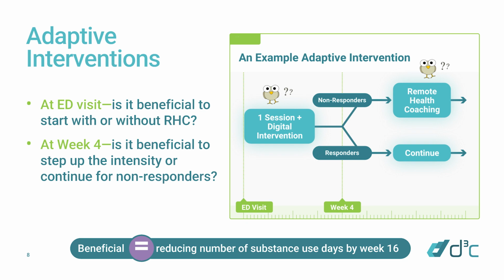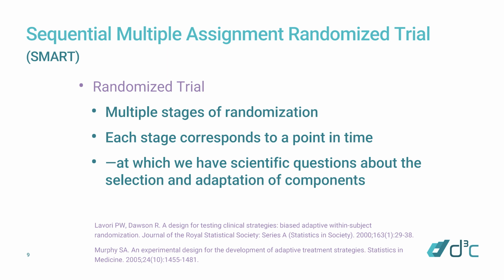So I have 2 questions. How do I answer them? This is where the SMART can be useful. Again, SMART stands for Sequential Multiple Assignment Randomized Trial. The SMART is an experimental design. It's a randomized trial, but it's a special randomized trial because it includes sequential randomizations.